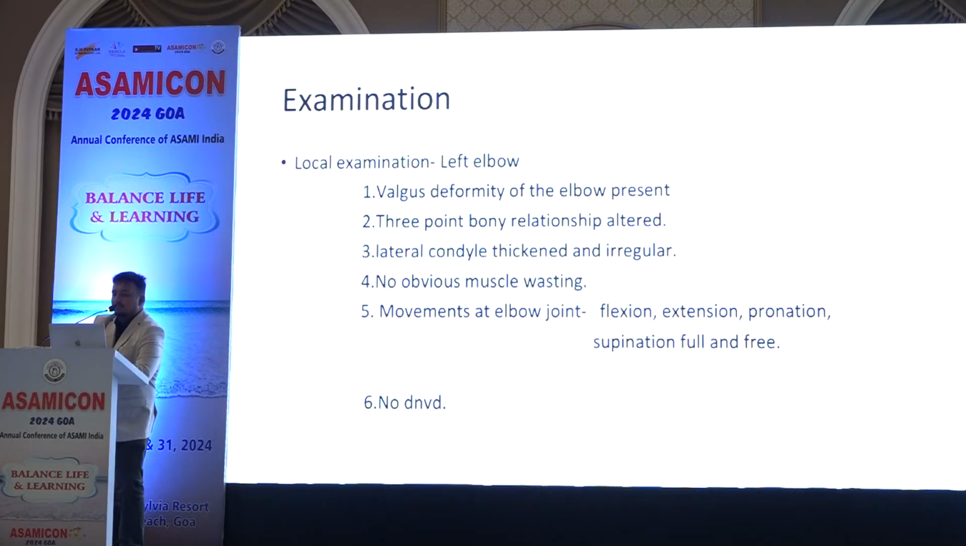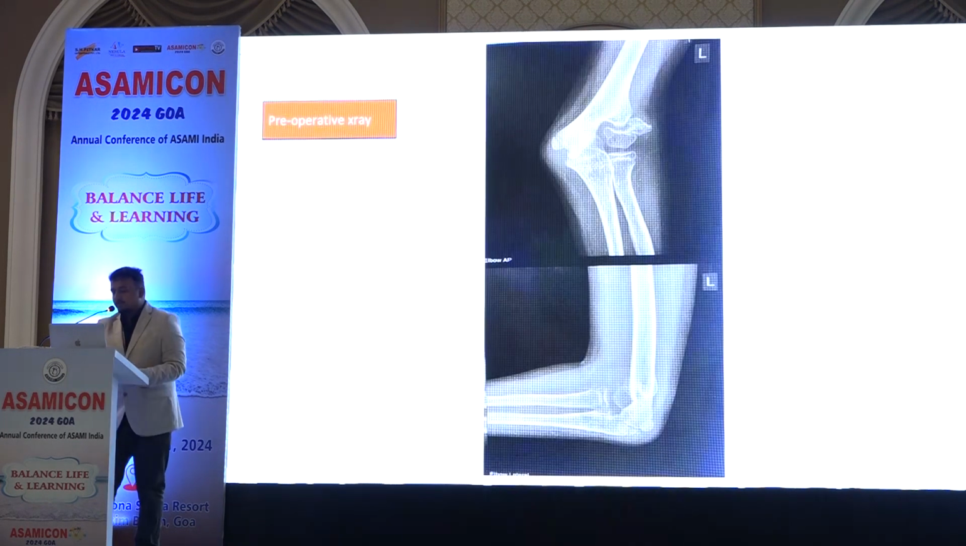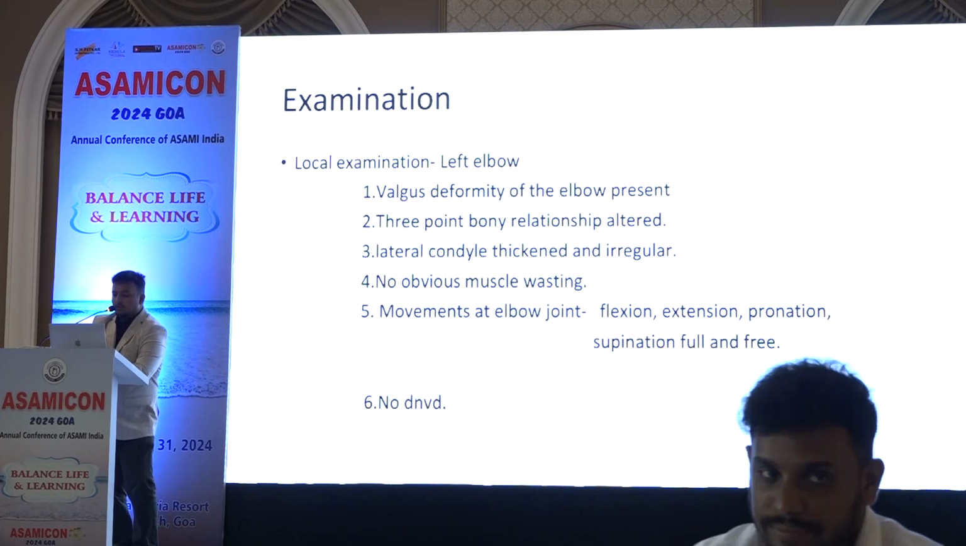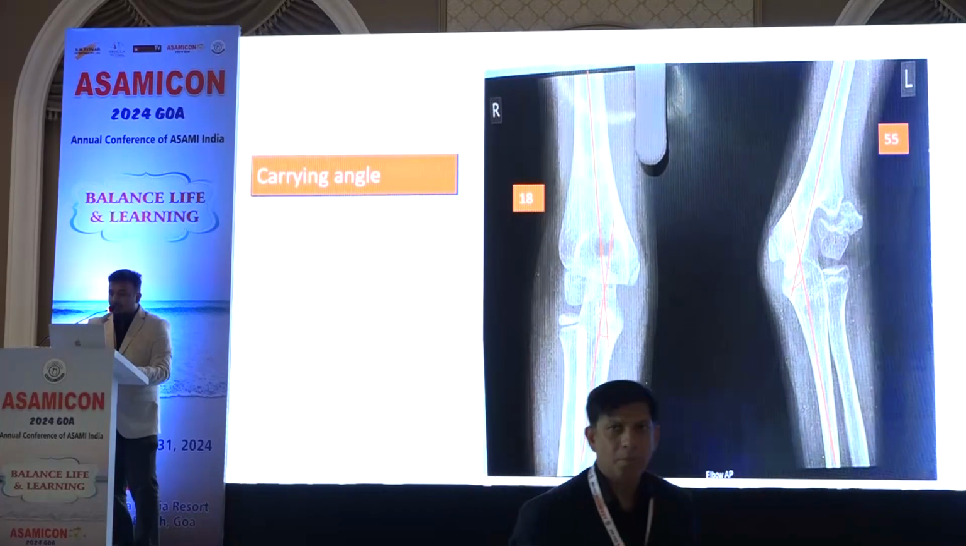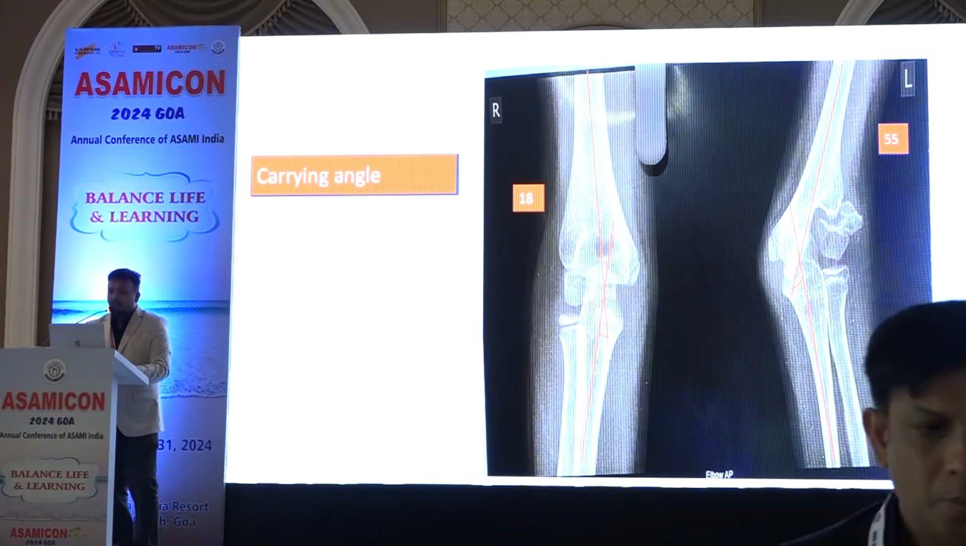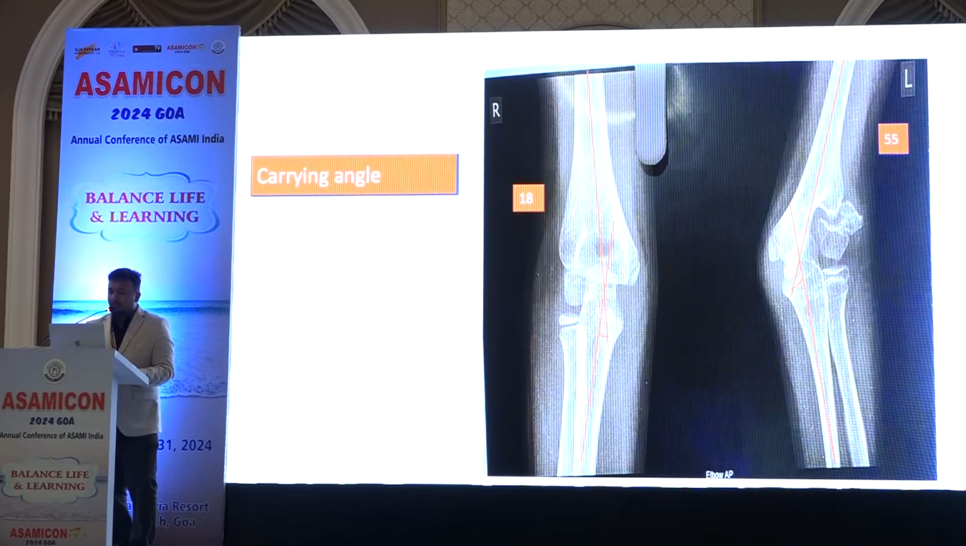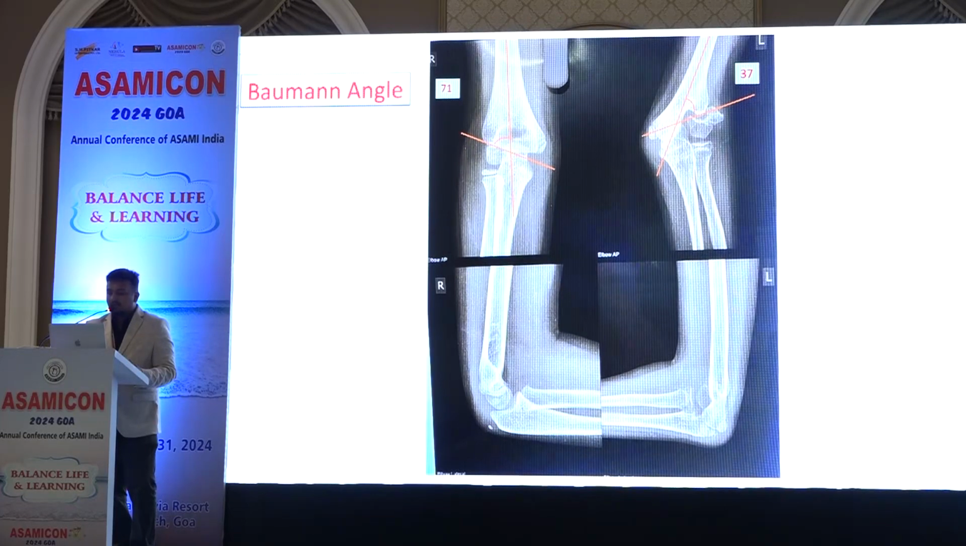On local examination, the valgus deformity was present. The three bony point relationship is altered, and the lateral condyle is thickened and irregular. There was no obvious muscle wasting. Movements at the elbow joint, flexion, extension, pronation, supination were all full and free, and there was no distal neurovascular deficit. When compared to the normal side, the carrying angle was increased. The normal carrying angle is 5 to 15 degrees in a female, and in a male is about 10 degrees. Here in the right elbow it's 18 degrees, whereas the left elbow, where native splinting was done, is 55 degrees. Baumann angle is also calculated.